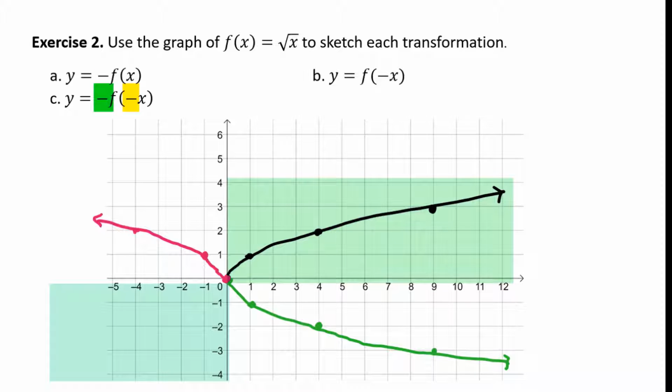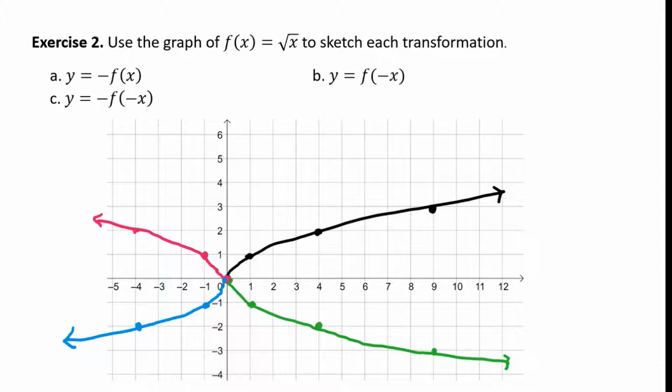So if we take the original points, the (0, 0) stays the same. The (1, 1) becomes (-1, -1). (4, 2) becomes (-4, -2). We connect the points. And that graph is reflected about the x-axis and the y-axis.